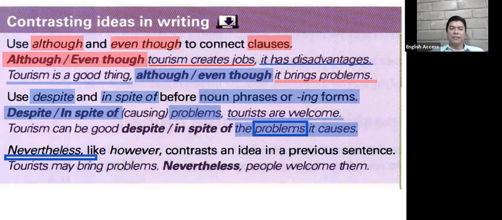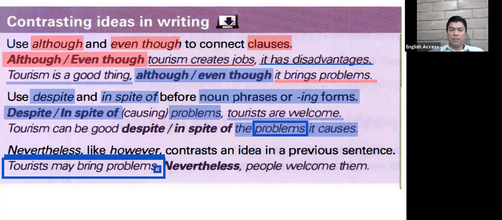We have nevertheless, like however, contrast an idea in a previous sentence. For example, tourists may bring problems. Finished. A new sentence. Nevertheless, or however, and then you give an opposite opinion. Look how this opinion is a negative opinion. Tourists may bring problems. Negative. However, or nevertheless, people welcome them. That's a good opinion. Do you like this? Have any questions?